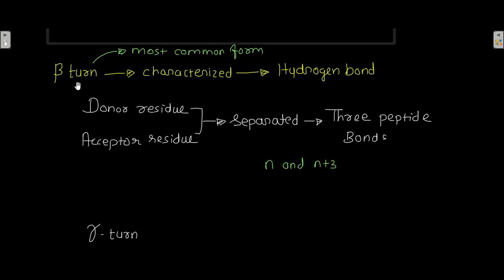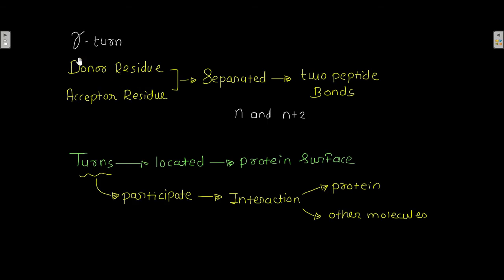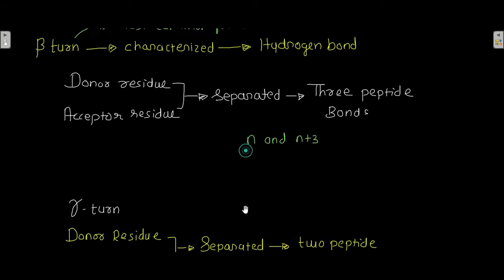Now the beta turn, which is the most common form, is characterized by hydrogen bonds in which the donor residue and the acceptor residue are separated by 3 peptide bonds. Okay, so the hydrogen bond is between residue N and residue N+3. Now in the case of a gamma turn, the hydrogen bond is between a donor residue and an acceptor residue which are separated by 2 peptide bonds. That is, the hydrogen bond is between residue N and residue N+2. Okay, so that is how the classification of turns is done.